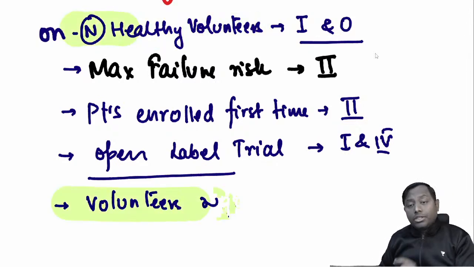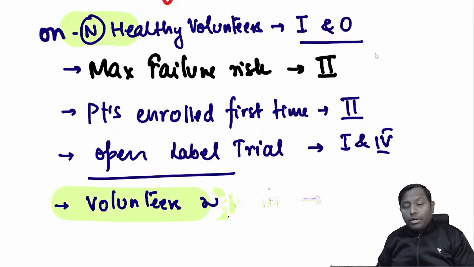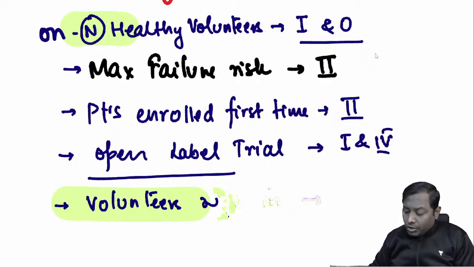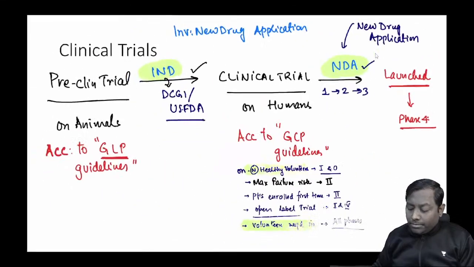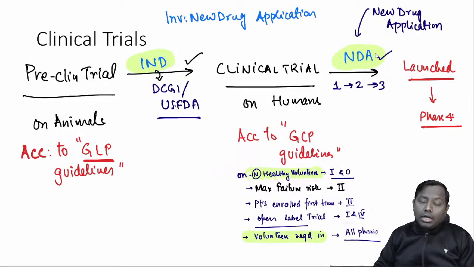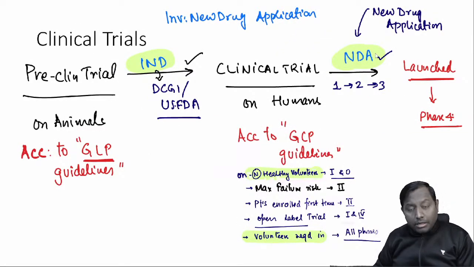Now your answer for this question should be that volunteers will be needed in all the phases, right? So volunteers will be required in all phases of the clinical trial. That means they have to volunteer, they have to sign the consent form saying yes, I want to take part in this, and there is no problem, you can enroll me in this particular study. So volunteers will be required in all phases of clinical trial.